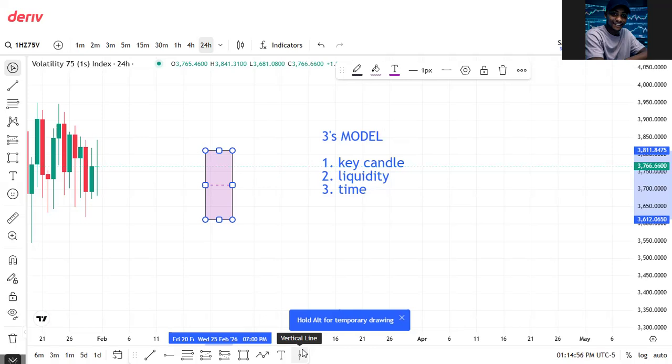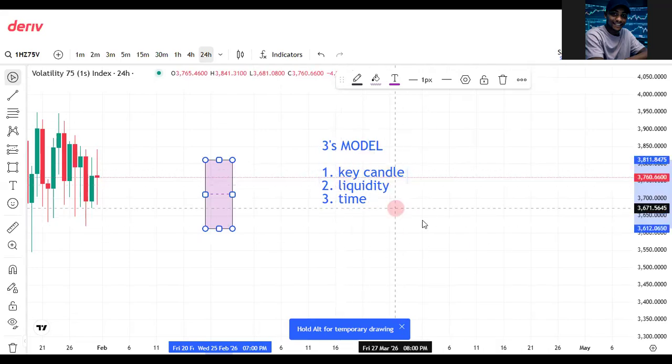Here we are going to focus on anything from 7 a.m. to 10 a.m. New York local time. Guys, let me check this. Let me make sure I'm not mistaken, right?